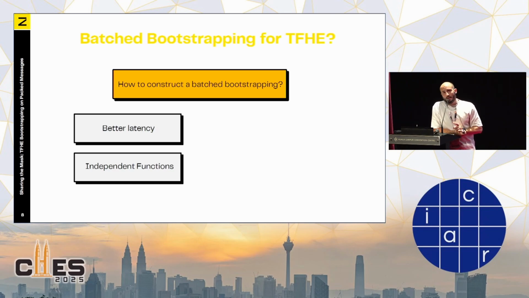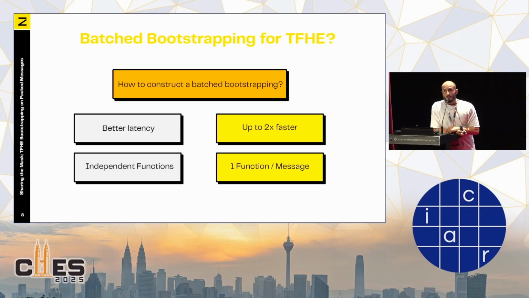And the second thing is we don't want to destroy the freedom that TFHE is offering, meaning we are able to compute any functions on any ciphertext. And we want to keep this, so that even if we have many, many data, we are able to compute any functions on any chunks of data. That's the thing. And so, spoiler alert, we are going to construct such a bootstrapping, and we are able to go twice faster, and we also are able to have one function per message.